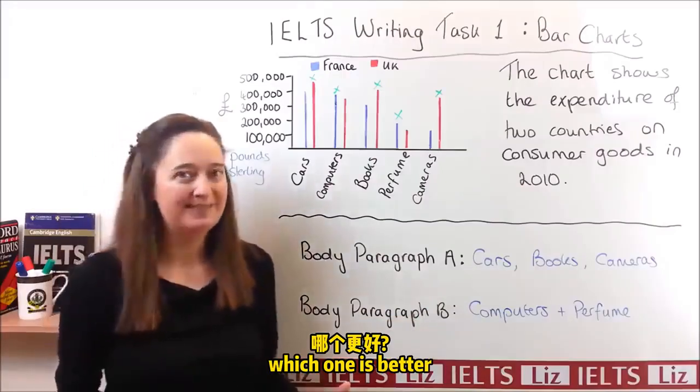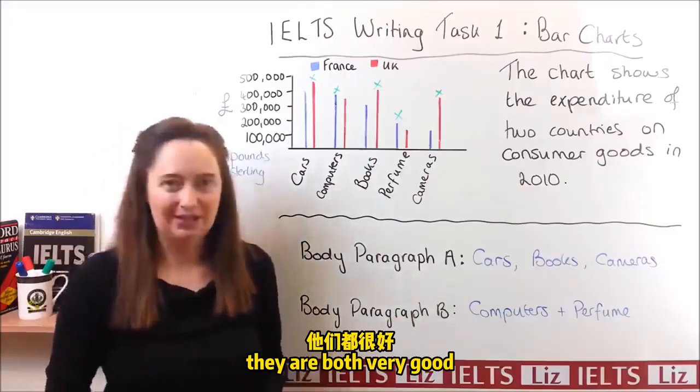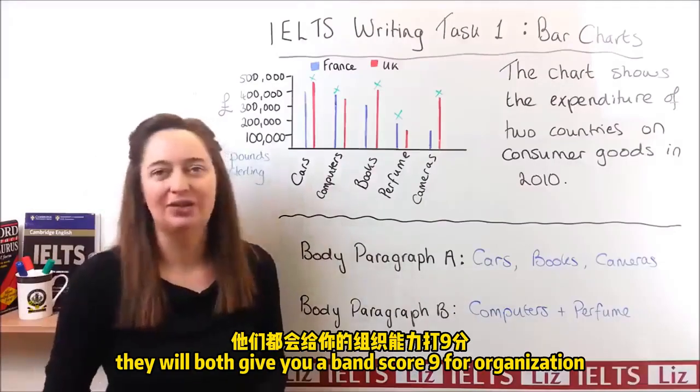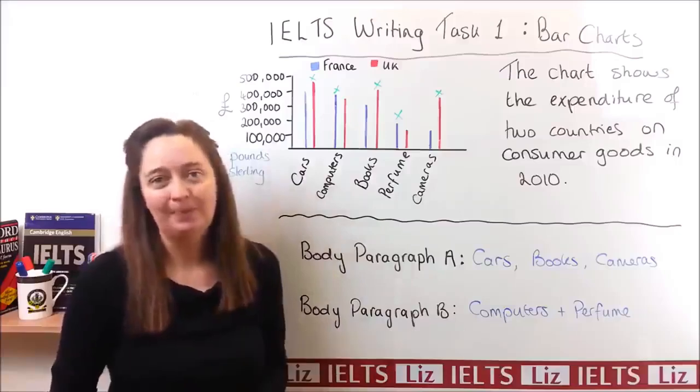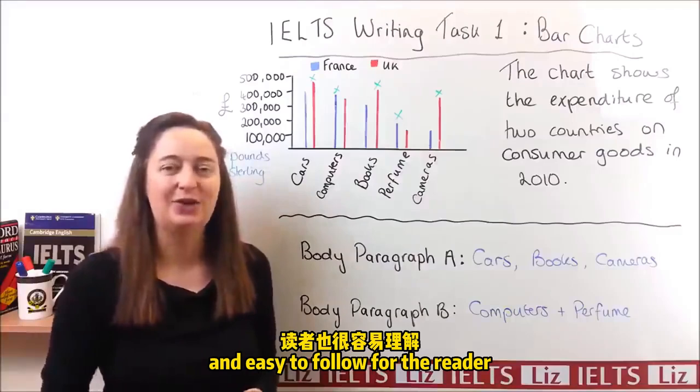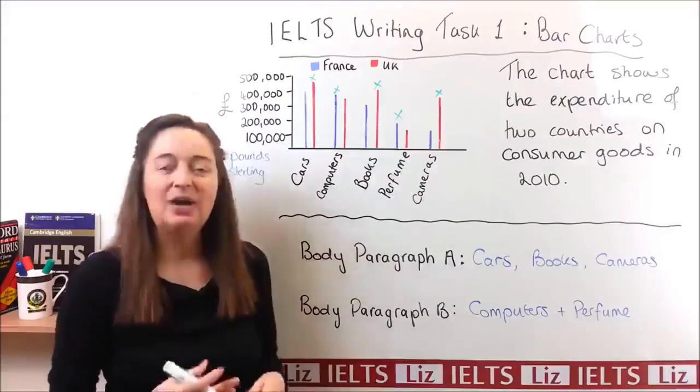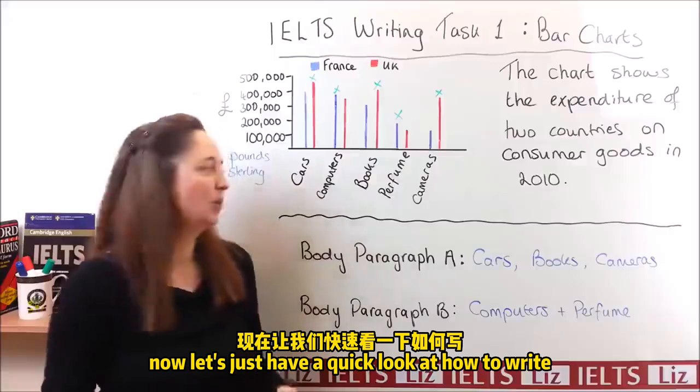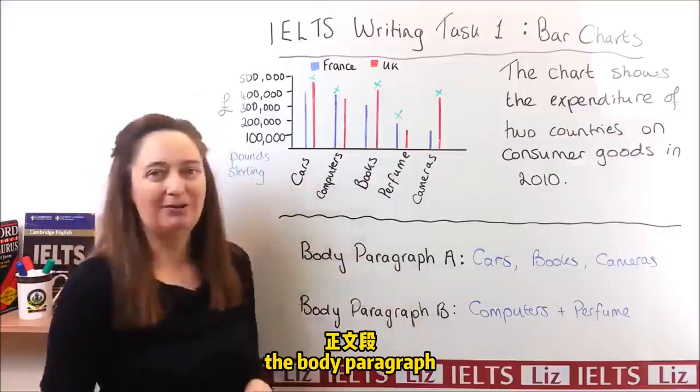Which one is better? They are both very good. They will both give you a band score 9 for organisation. The most important thing is that it's logical and easy to follow for the reader. Now let's just have a quick look at how to write the body paragraph.